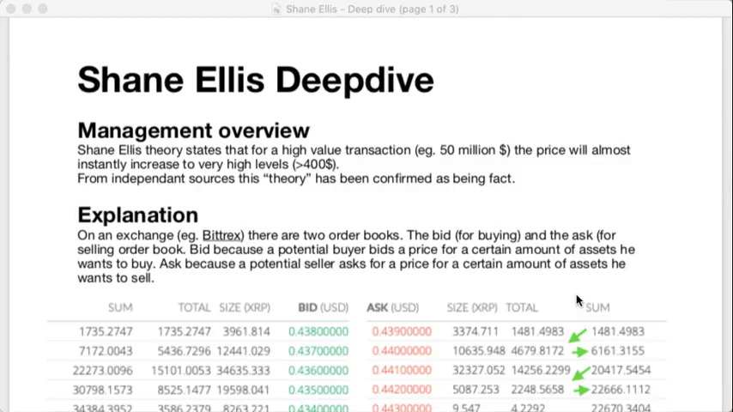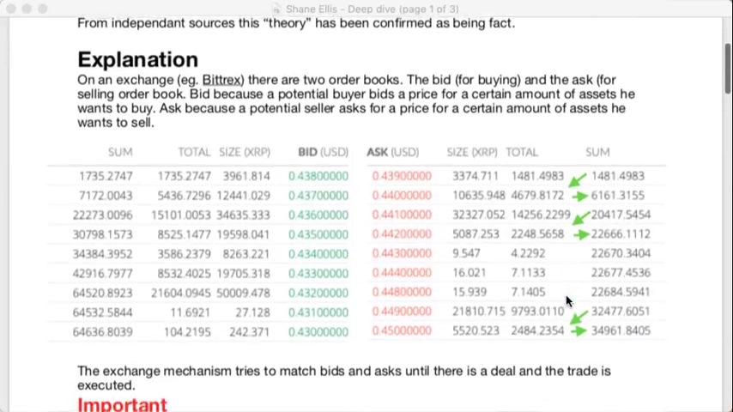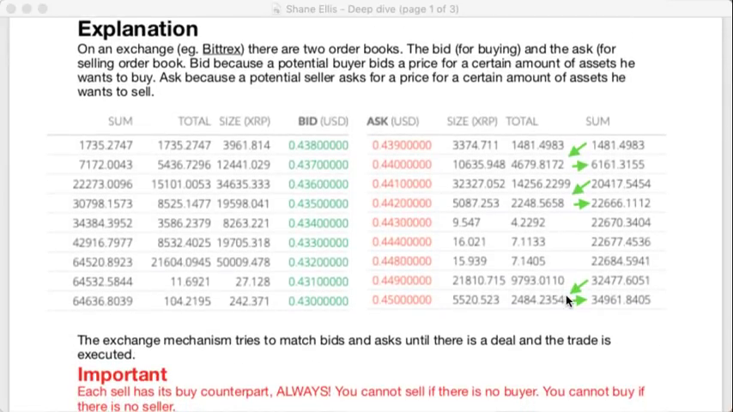As a management overview, what this Ellis theory states is that to come to a high value of, let's say, above $400 per XRP, it only needs roughly a transaction of about 50 million to boost the price. Let us now look again at how that works.